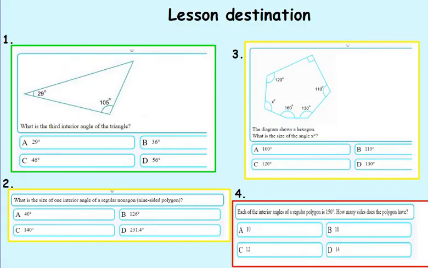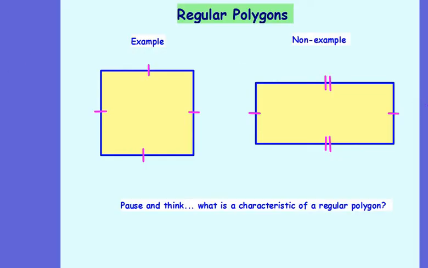Okay, Year 7, this is our lesson destination for today. Questions like these. But let's start off by working out what a regular polygon might be. On the board are 2 examples and non-examples. On the left, I've got an example of a regular polygon. And on the right, I've got a non-example of a regular polygon. So this one here is a regular polygon, and this one on the right-hand side isn't.